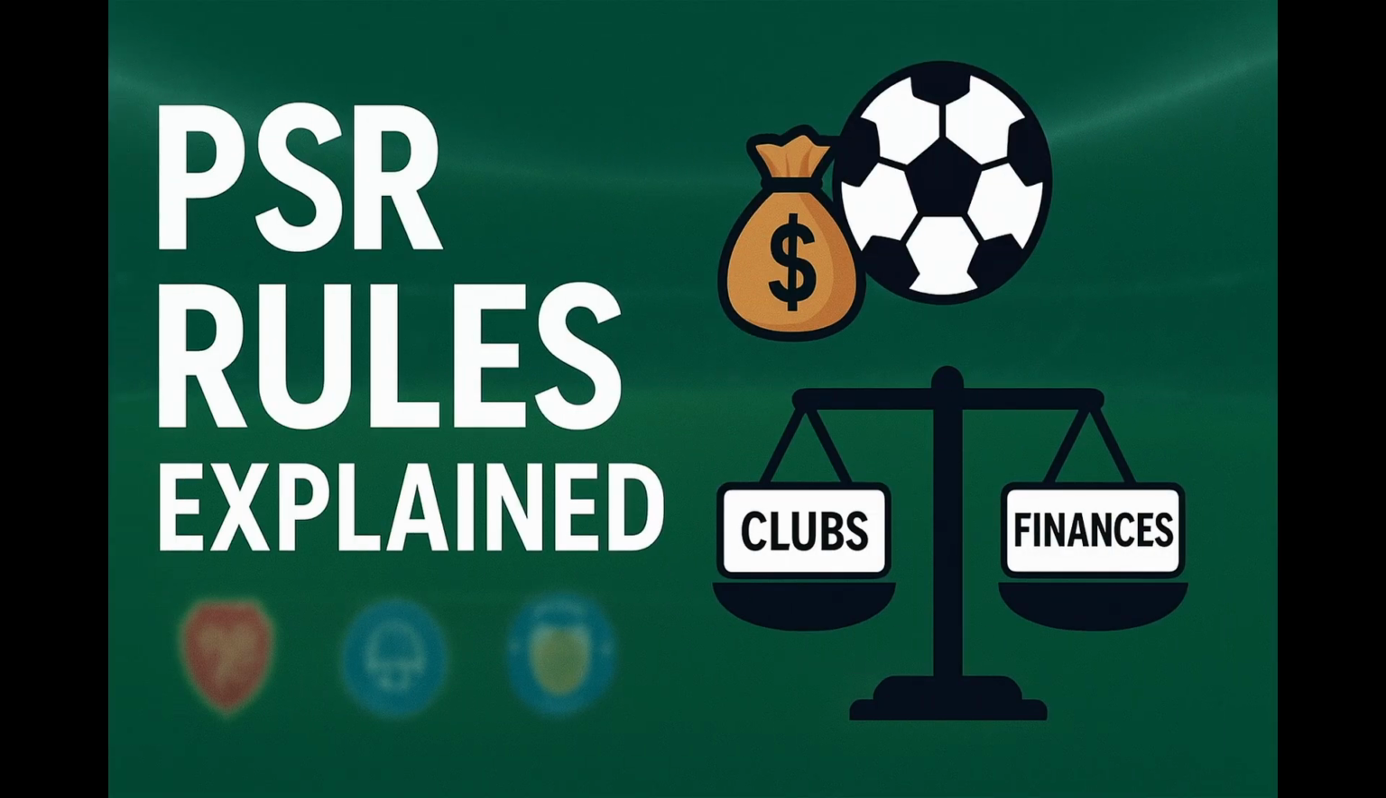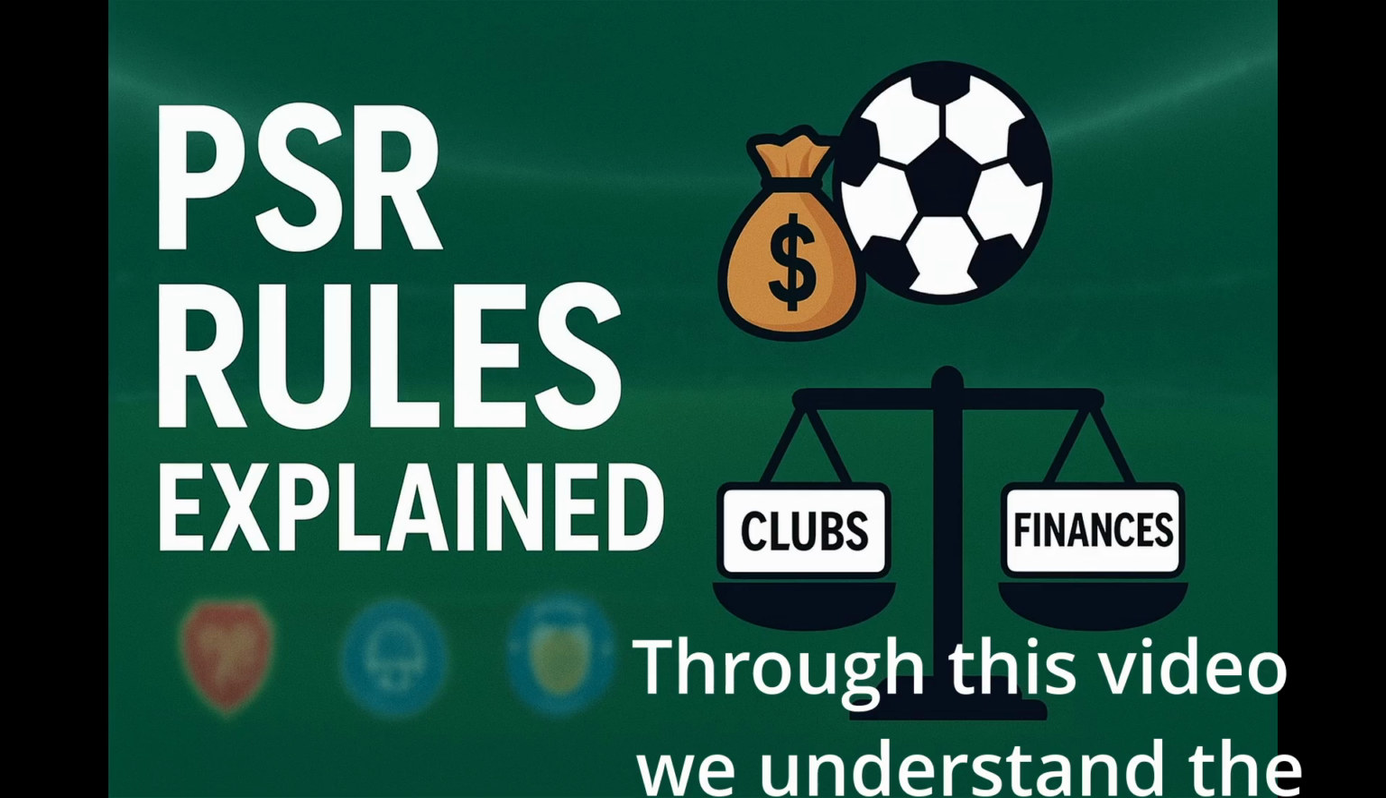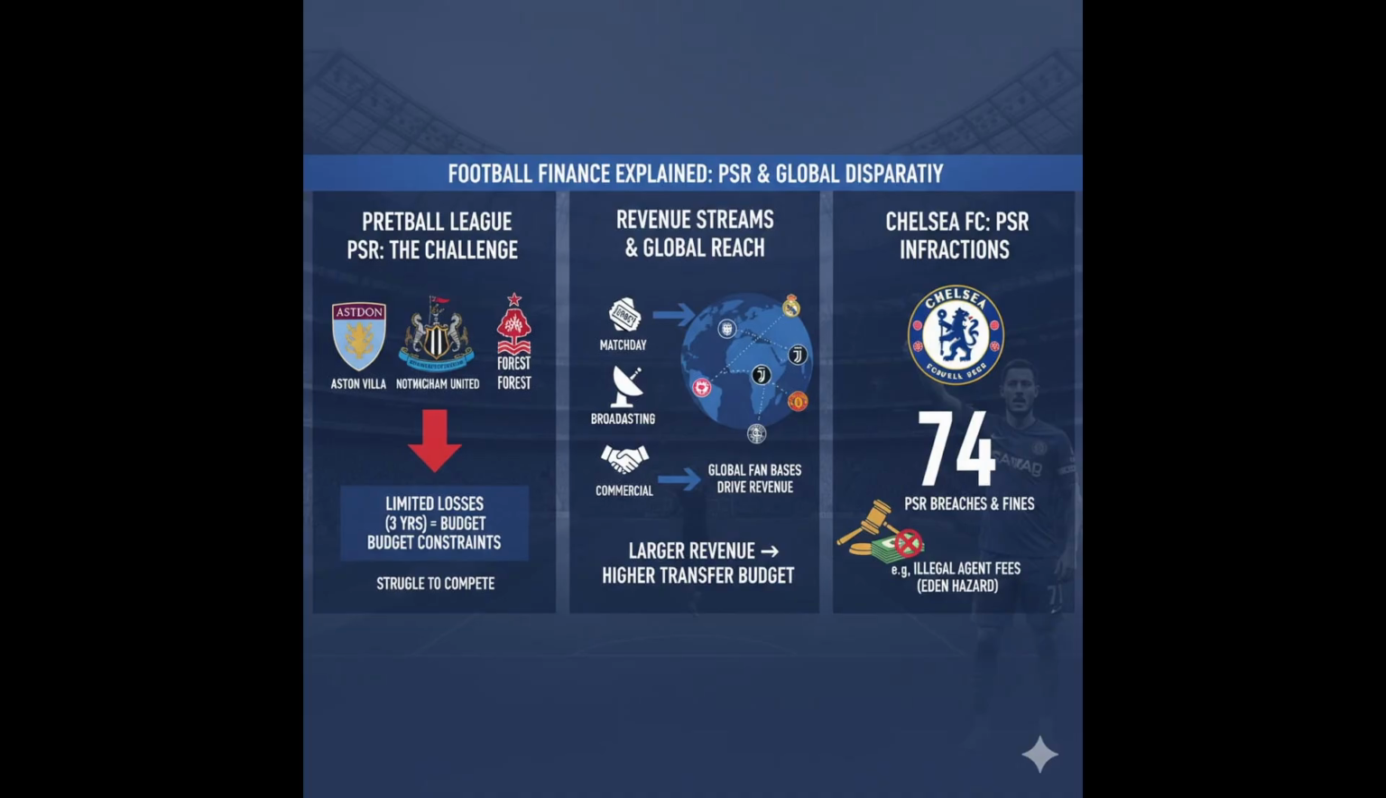Next, we move on to PSR rules. Football finance can be complicated, but let's make sense of it by looking at the Profit and Sustainability Rules, or PSR, and how they create global disparity. Left section, smaller clubs. In the Premier League, clubs like Aston Villa, Newcastle United, and Nottingham Forest face a real challenge. Because of PSR, teams are only allowed limited losses over a 3-year period. This creates strict budget constraints, making it much harder for smaller clubs to compete with the financial power of the giants.